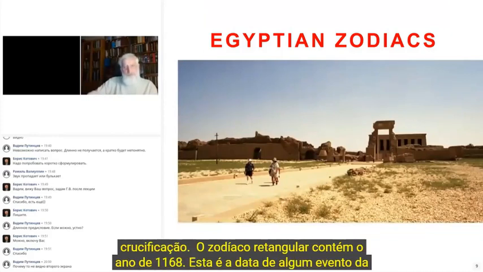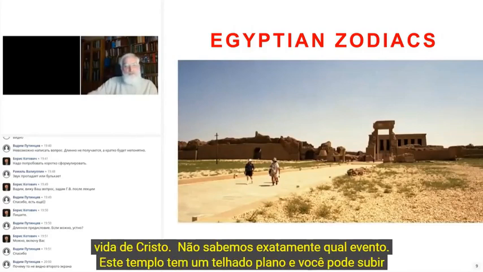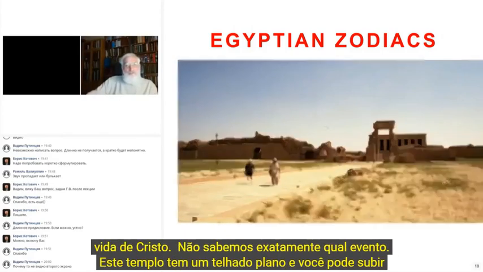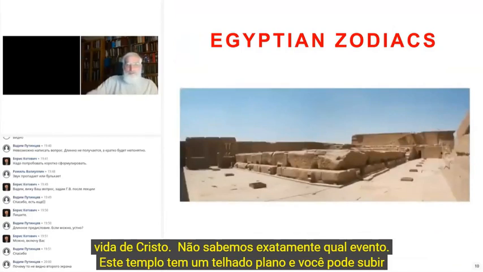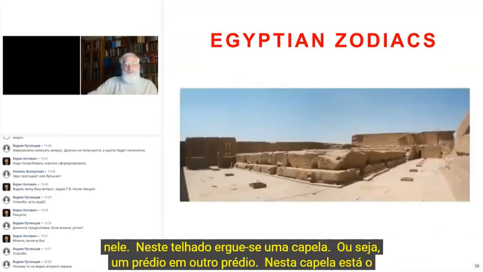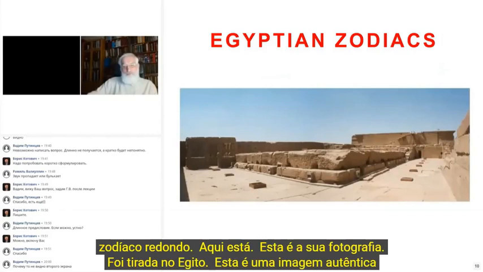The rectangular zodiac contains the year 1168. This is the date of some event from the life of Christ. We don't exactly know which event. This temple has a flat roof, and you can climb onto it. On this roof stands a chapel. That is, a building on a building. In this chapel is the round zodiac.